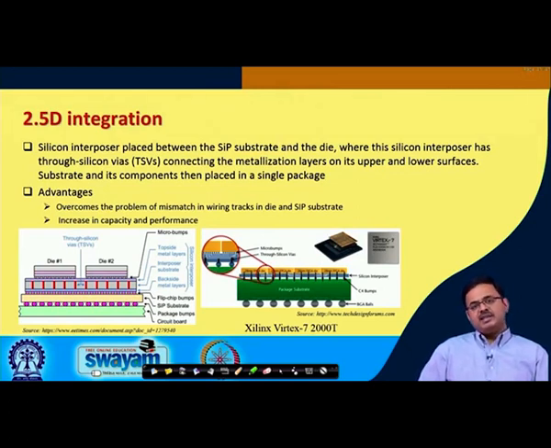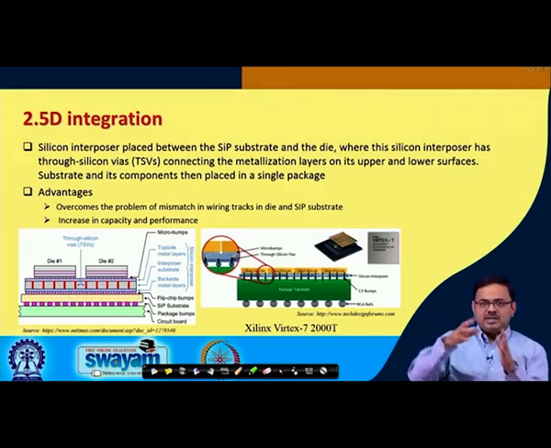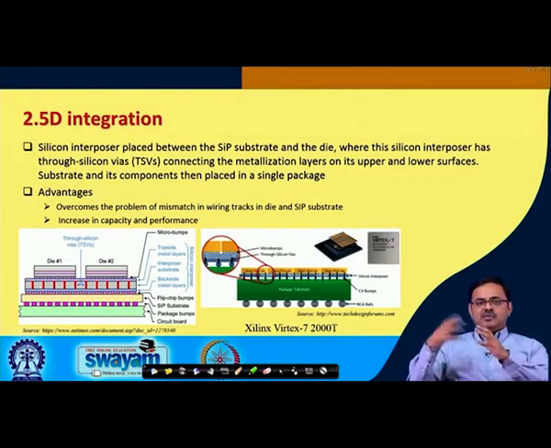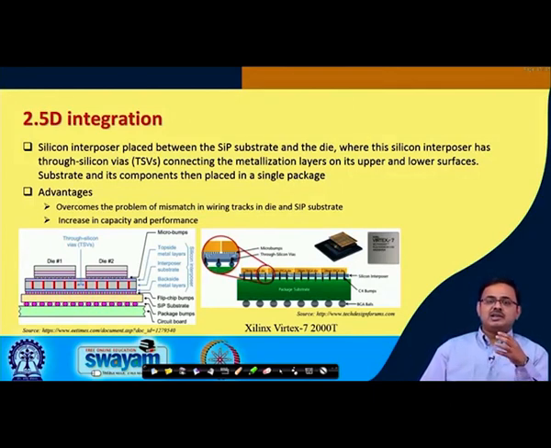So, it helps in increasing capacity and performance, but more importantly it overcomes the problem of mismatch in the wiring tracks. Okay. If you suddenly have a very thin wire and then suddenly a thick wire, then it becomes difficult. It is like in your plumbing system, you have a very thin pipe and then a very thick pipe, then there is a mismatch, especially at the junctions. In fluid mechanics terms, there will be a lot of sudden expansion and therefore pressure losses, or even sudden contractions, right.